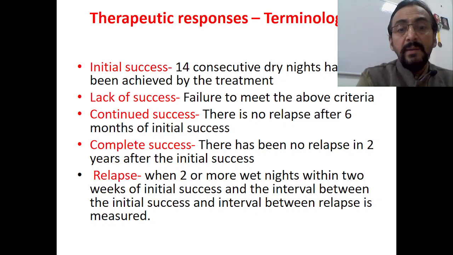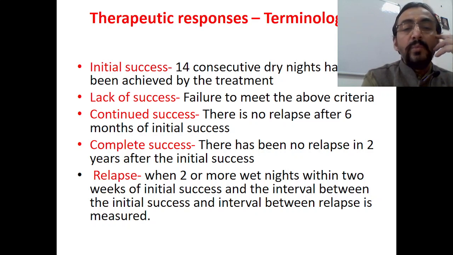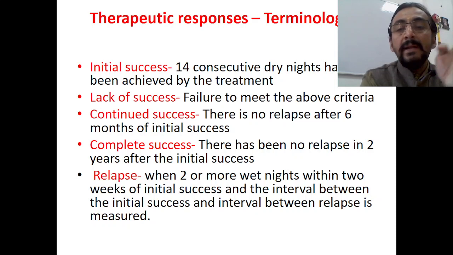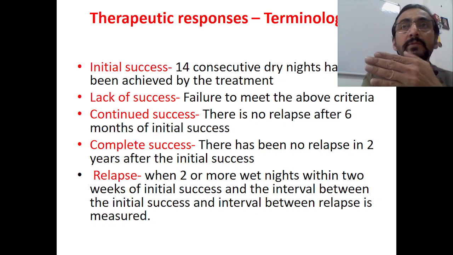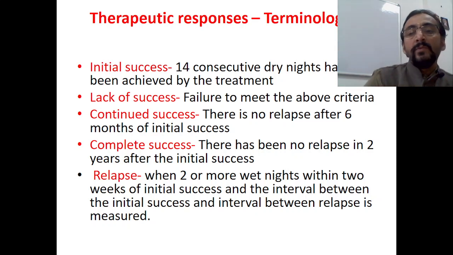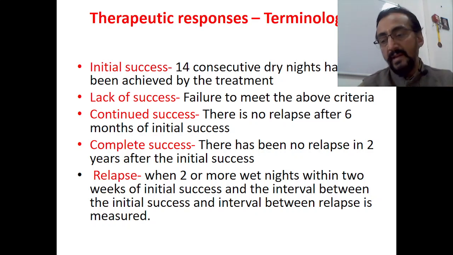Relapse. What do you mean by relapse? This is very important. Relapse is when there are 2 or more wet nights within 2 weeks of initial success, and then the interval between the initial success and the relapse is measured. That means for the first 14 to 15 days there is no problem, and later on there are 1 or 2 times the baby passed urine within 2 weeks. Not daily, within 2 weeks. He again passed, so this is called a relapse. So these are some of the terms that we have to know when we are dealing with the treatment.